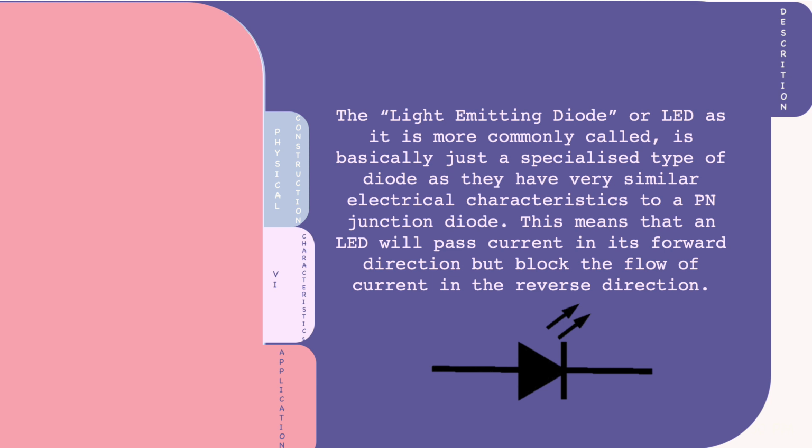The LED, or light-emitting diode, is basically just a specialist type of diode, as they have very similar electrical characteristics to a PN junction diode. This means that an LED will pass current in its forward direction, but block the flow of current in the reverse direction. And as we can see, here is the symbol for the LED.